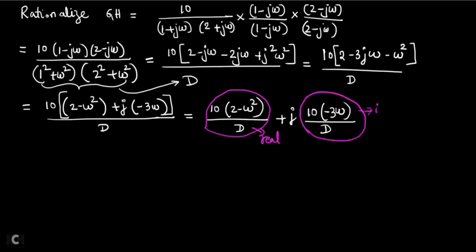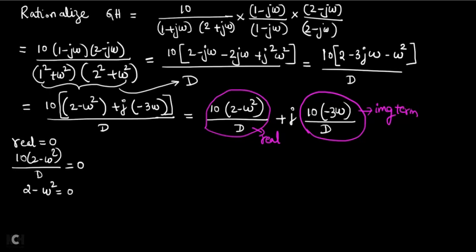This part is called the imaginary term. Now what I am going to do is equate the real term and the imaginary term to 0. First, equate the real part to 0. If you equate 10 into (2 minus omega square) divided by d to 0, then d goes away, 10 cross multiplied by d becomes 0. So 2 minus omega square is equal to 0. What do you get? Omega square is equal to 2.